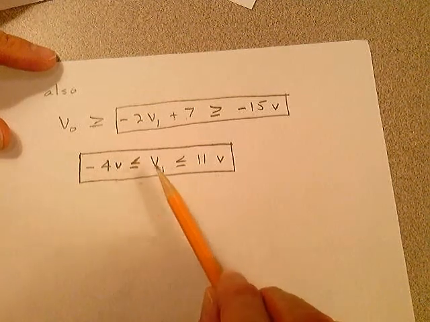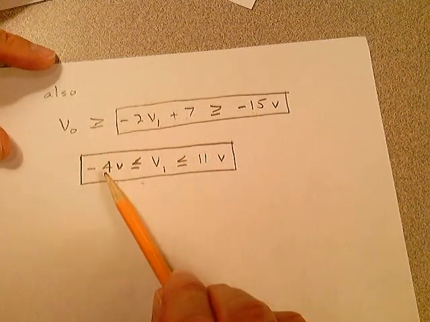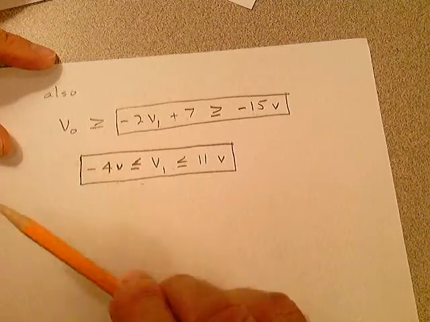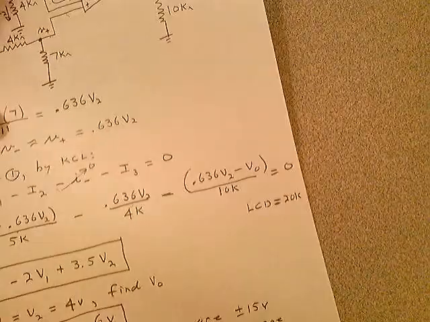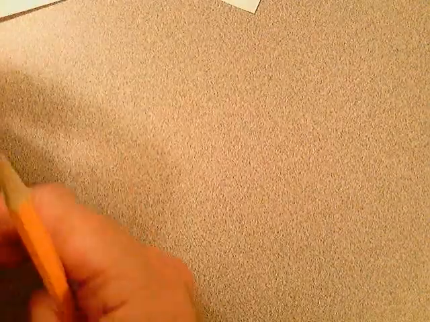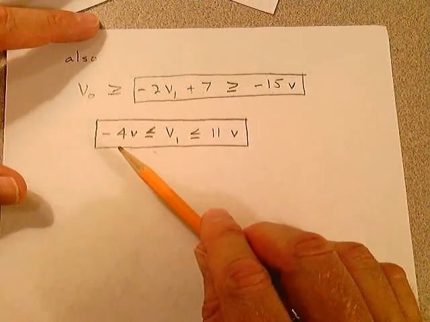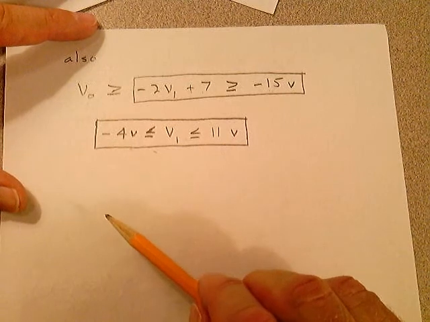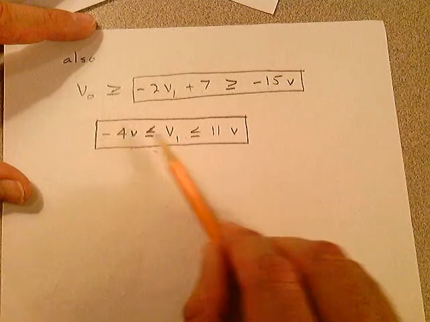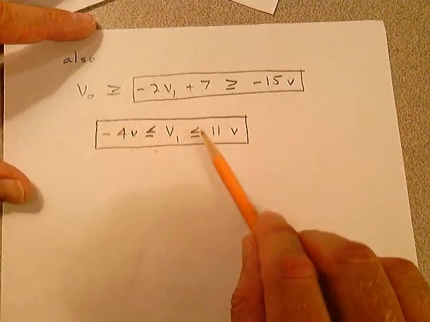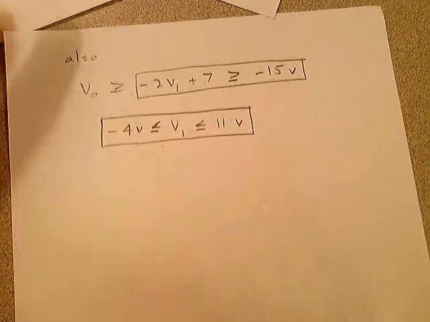Minus 4 volts is less than or equal to V1, which has to be less than or equal to 11 volts. Plug in your minus 4 volts in that equation with V2 being 2 volts, and you'll see that's going to hit right up against the rail. Plug in your 11 volts and you'll see that's going to hit right up against the rail. So as long as V1 falls within this range right here, you won't saturate the operational amplifier. It's a very good problem. You're going to see it again.